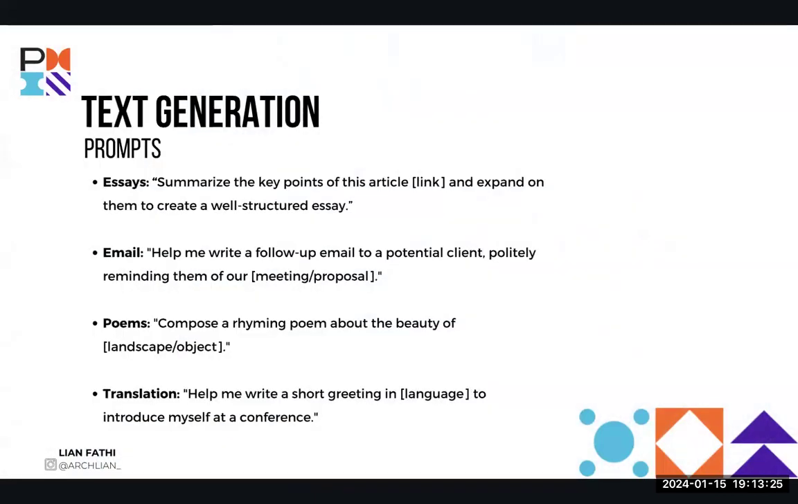So let's start with one of the first examples, which is text generation. This is probably what you know it for. Let's say, for example, some of the prompts. For essays, I can tell it to summarize key points, and I can give it the link of a certain article, and tell it to expand and write a well-structured essay. It will do the entire thing for you.